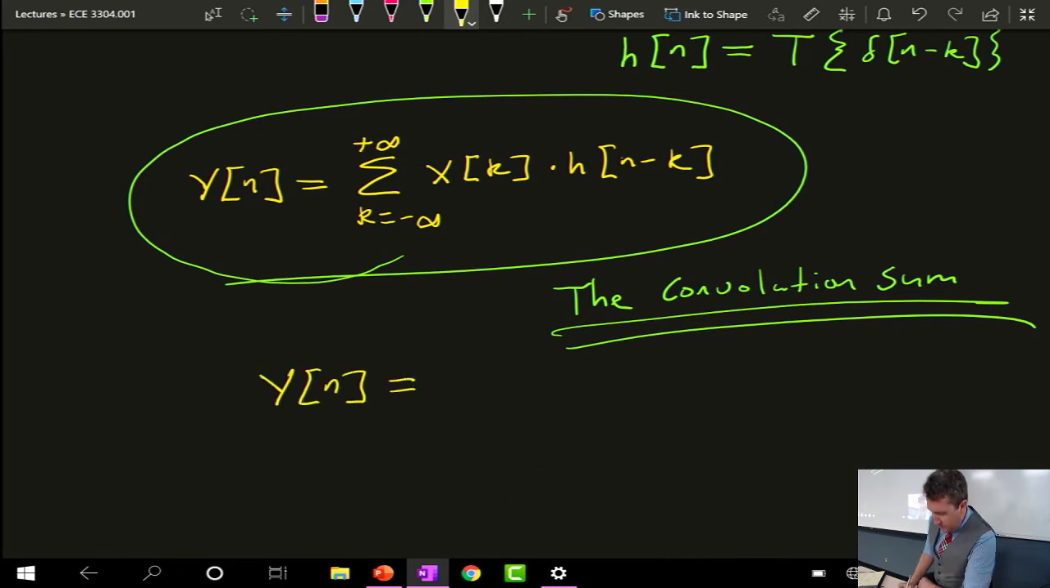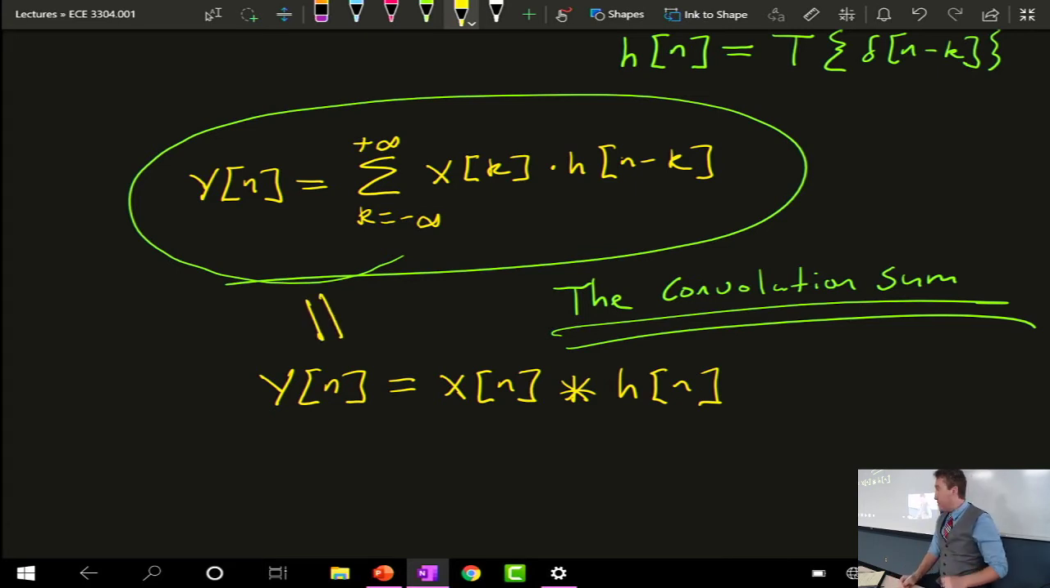same as your linear systems class, I think. It's been a little while since I took that class, or done continuous anything. Right, x of n convolved with h of n. So those guys are equivalent to each other. So that's the shorthand for convolution.